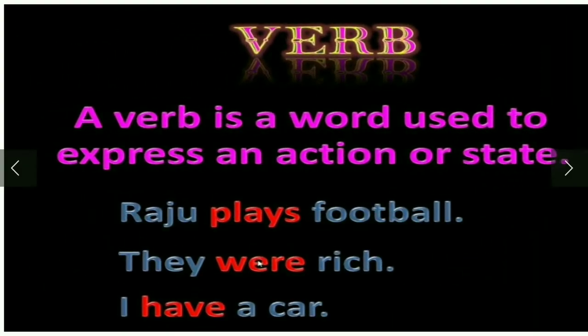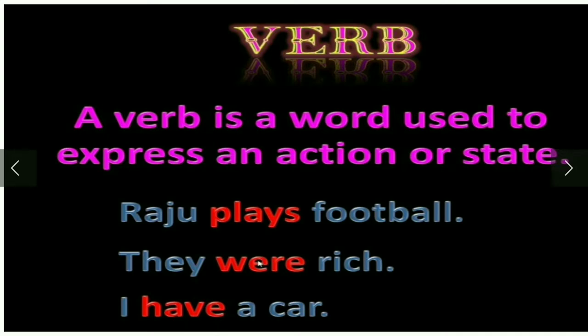Here it is written, they were rich. Here in this sentence, they is the pronoun word, rich is adjective, and in the absence of main verb, were becomes the main verb which expresses a state of the pronoun word they.